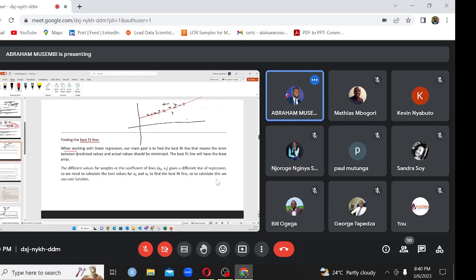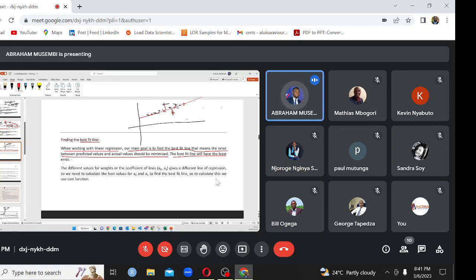So when working with linear regression, our main goal is to find the best fit line. That means the error between the predicted and the actual values should be minimized. The best fit line will have the least error. For example, you can see that our error term will be the addition of the differences between the actual values and these values, which are outside the regression line.